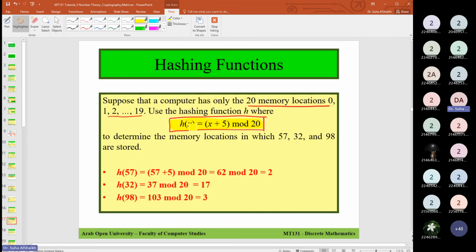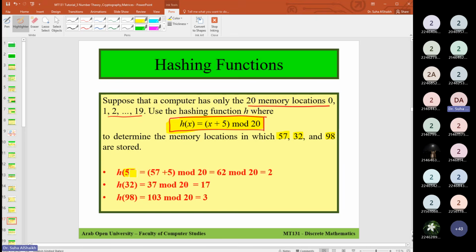Okay? So this is the function. And the mod here will be mod 20, meaning the remainder of division by 20, just like there it was mod 26, the remainder of division by 26, because I have 26 letters. Here it will be mod 20 because I have 20 memory locations. So the question is find me the memory location of 57, of 32 and of 98.